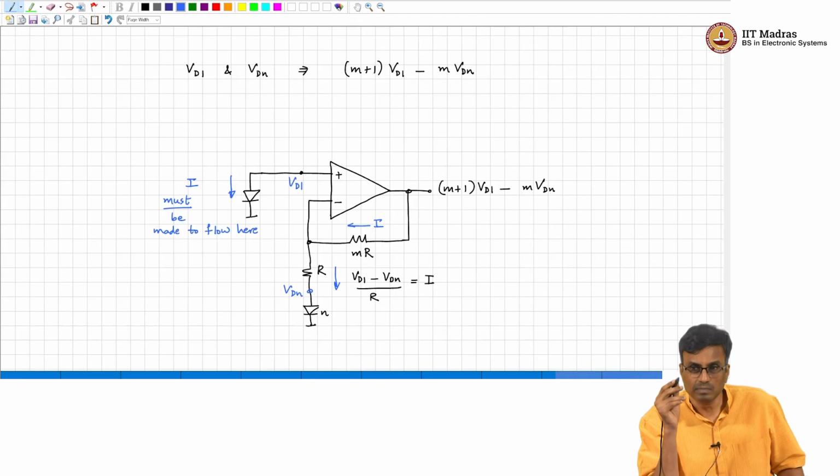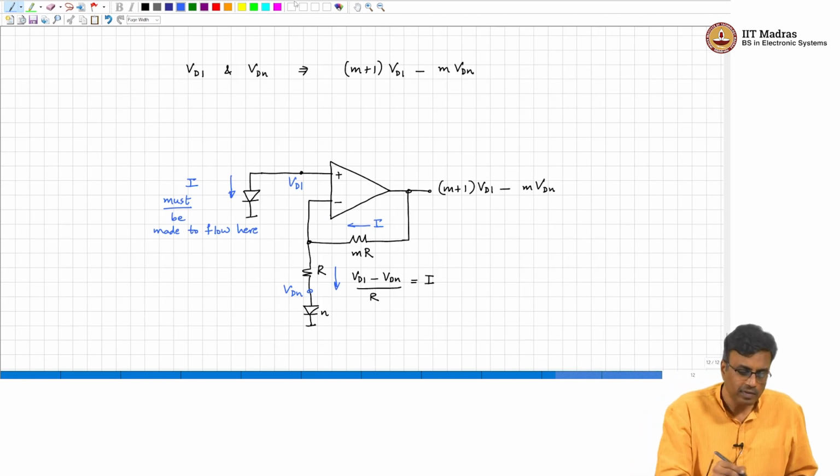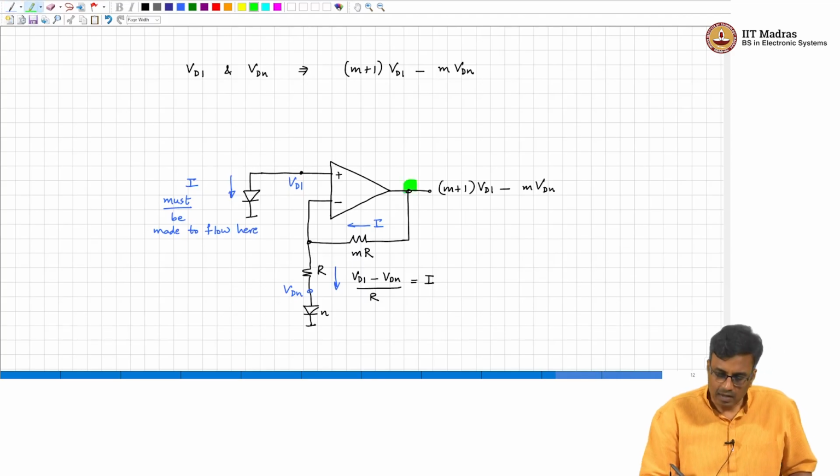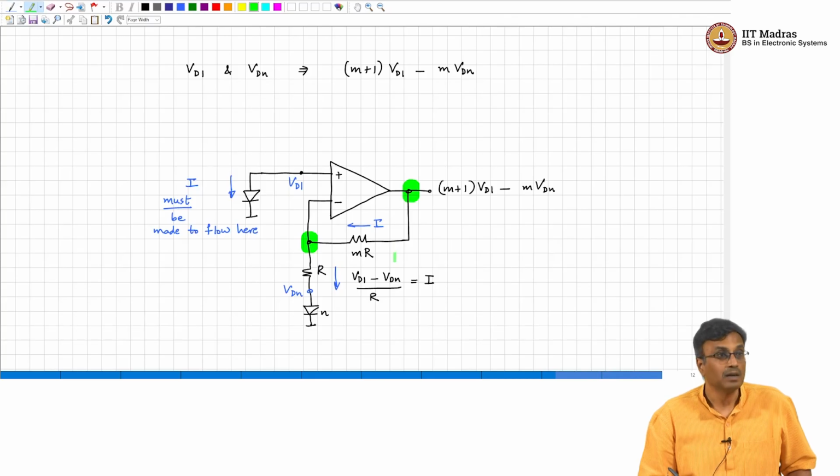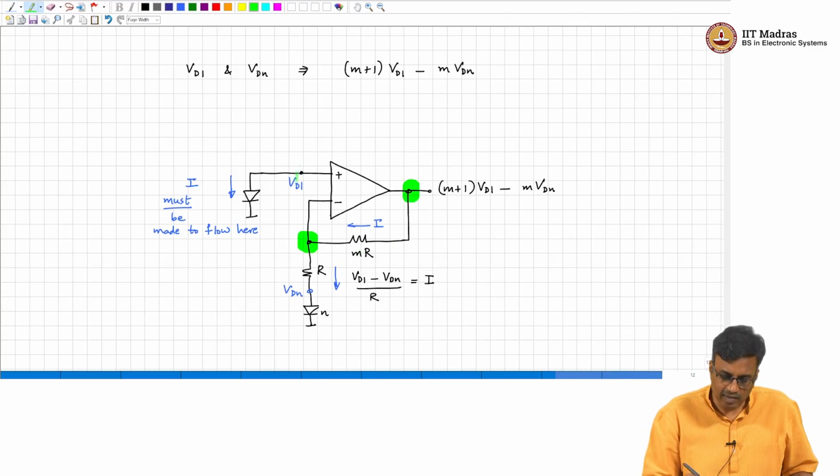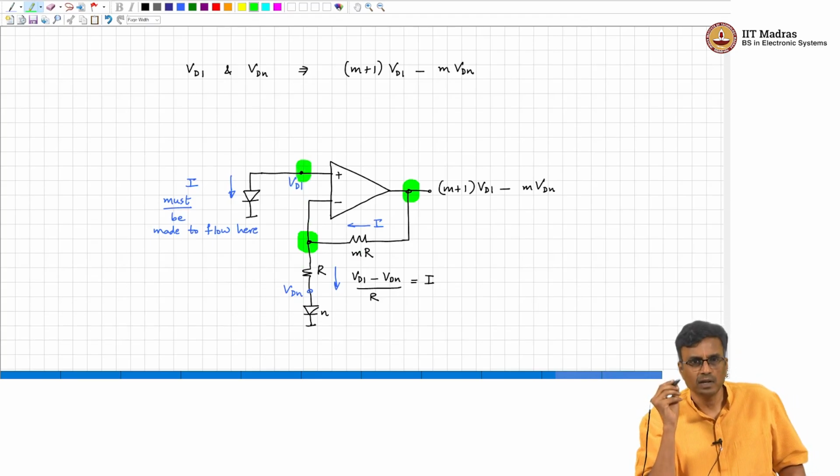Keep, why? Keep M times R resistor between the VD1 and the output terminal of the op amp, right. So, why? Because the current I is basically this voltage minus this voltage by MR, right. And this voltage is the same as that voltage because of virtual short. Okay. So what should we do to make sure that the same current I flows through the diode of size 1?